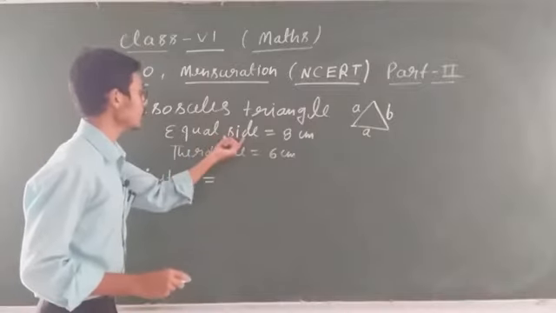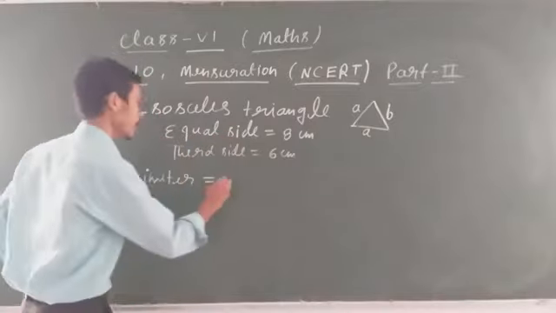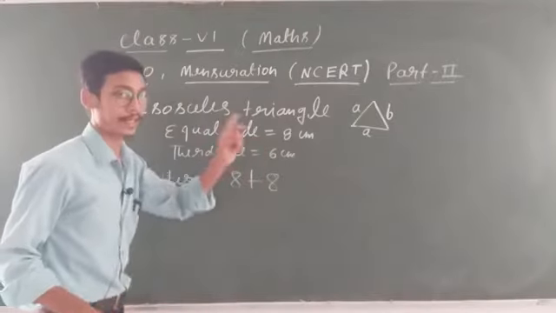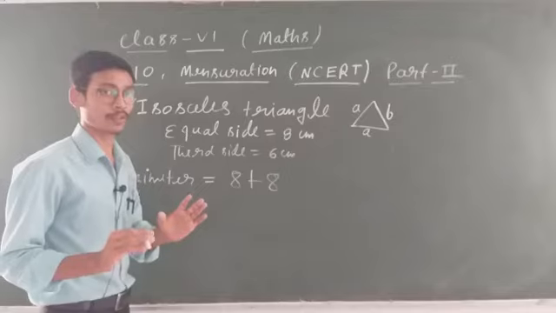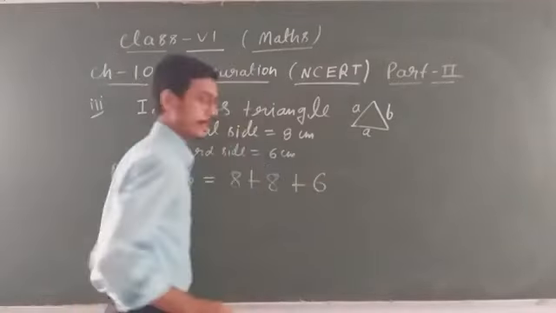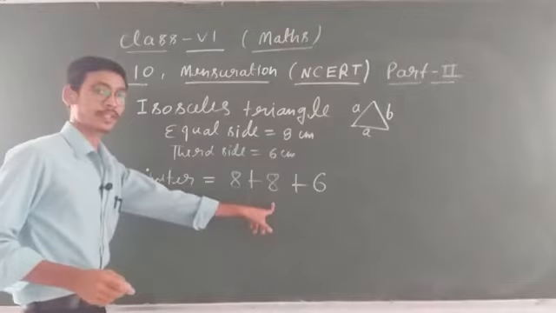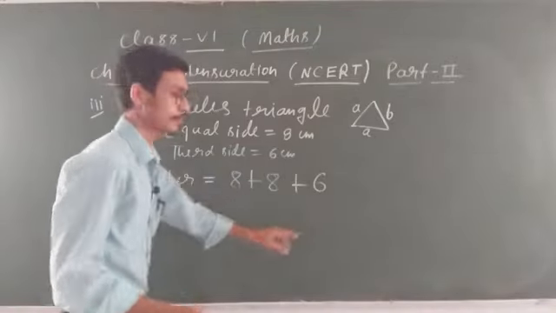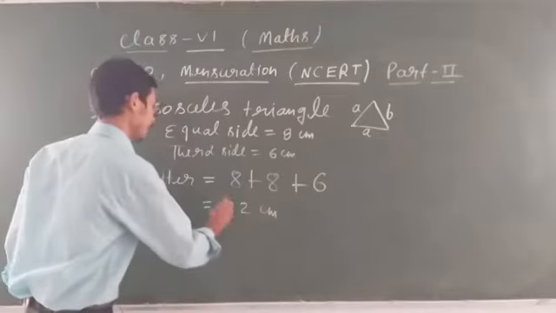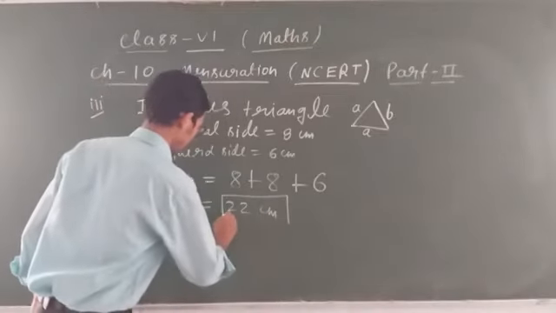Here you know that equal side means two sides, so 8 you will write how many times? 2 times, because this is the equal side, and equal side means whose two sides are equal. And the third side is given what? 6 centimeter. Write down 6 centimeter. Clear? 8 plus 8 is 16. 16 plus 6, you can say sir, 22 centimeter.